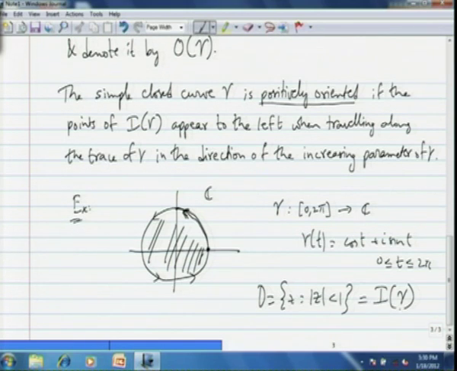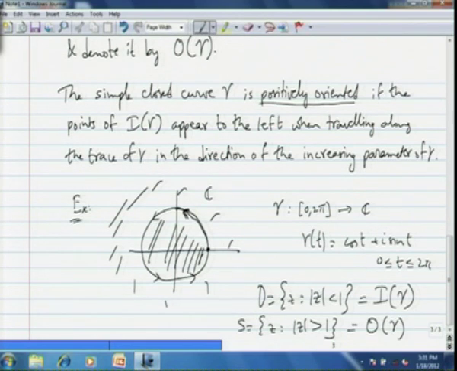Gamma is a simple closed curve and D is the inside, and the set S is the set of all z such that the modulus of z is strictly greater than 1, that is everything which is outside, becomes the outside of this curve. And then we call this curve positively oriented.